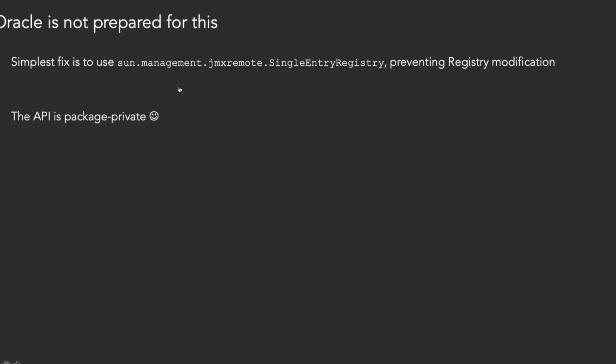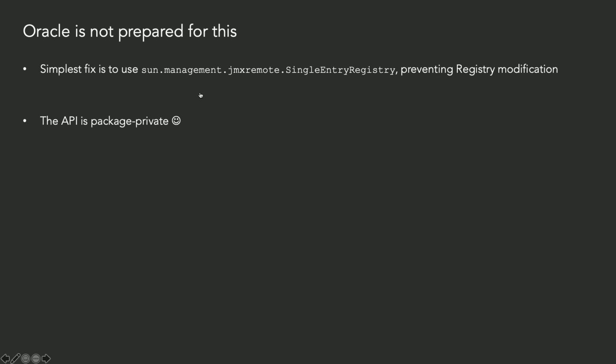Oracle is also not prepared for this scenario. The simplest fix is to use the internal API package to prevent the registry modification. But the API is package private, which means the developer can't simply use it. He has to use the Reflection API to manipulate the internal package to make it accessible.